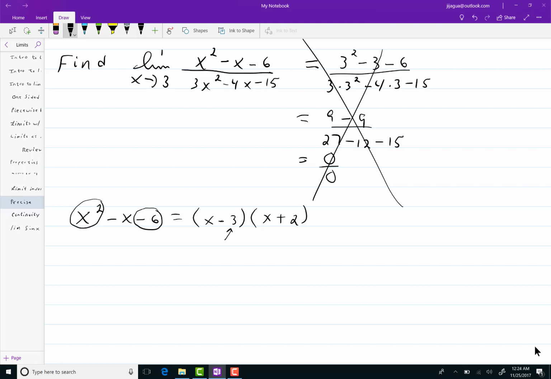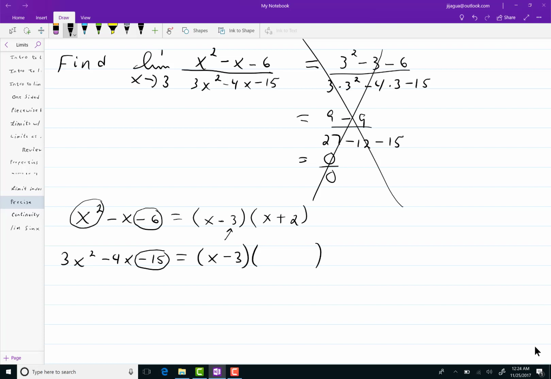Now the other piece works the same way. I have 3x squared minus 4x minus 15 is going to equal x minus 3 times something. First thing I'll look at is the last piece, the last term, negative 15. Well, I've already got negative 3.